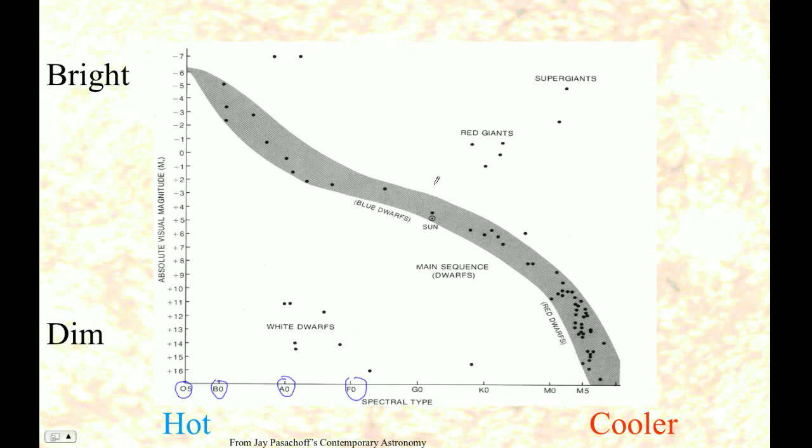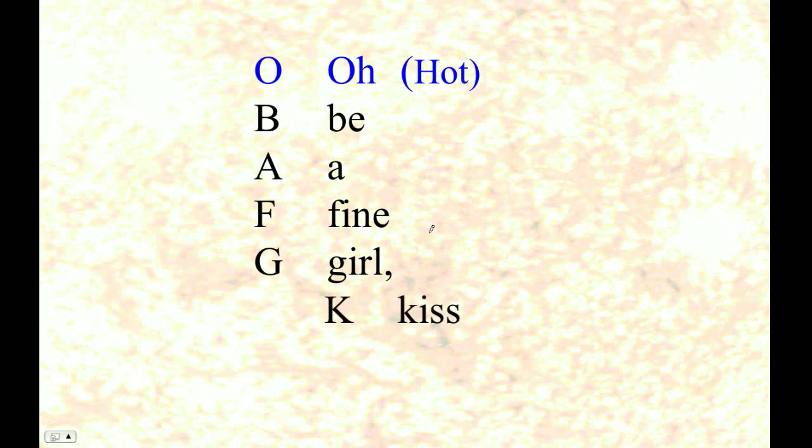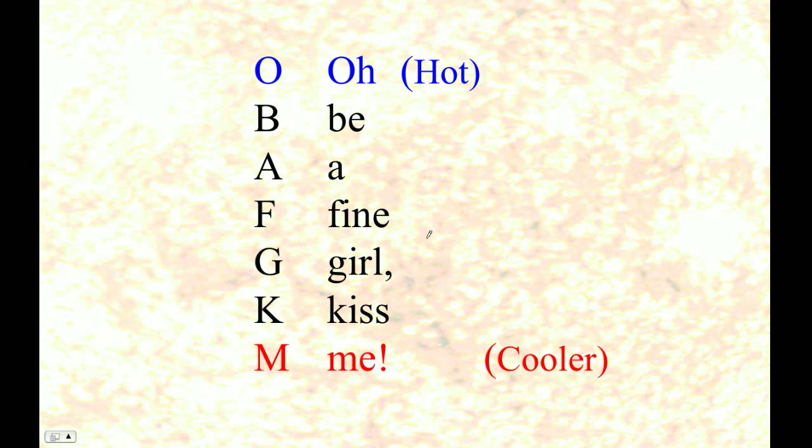Okay. Here's where the sun is. That's kind of cool. I got this from my astronomy book. Here's white dwarfs and supergiants and red giants, and we'll talk about those later. Okay, but here's how you remember these spectral types, right? Oh, be a fine girl, kiss me. I don't know, you'll never forget it. It'll be scarred into your memory.